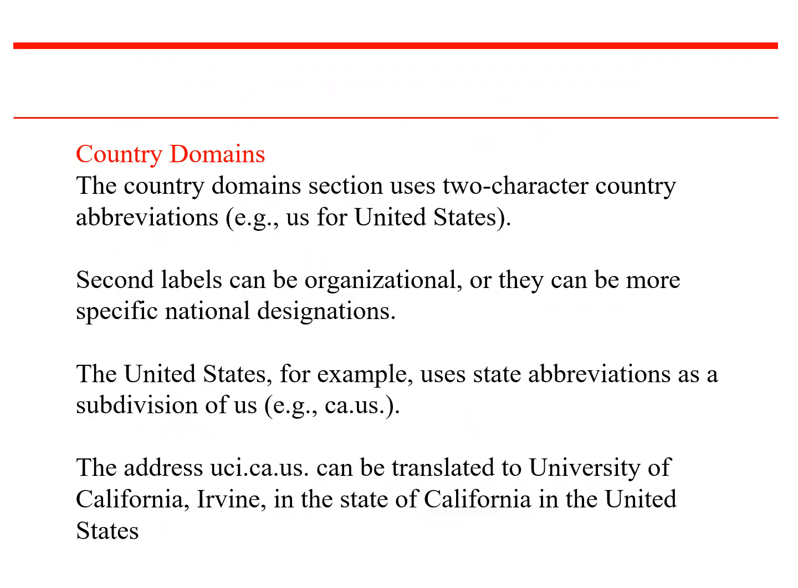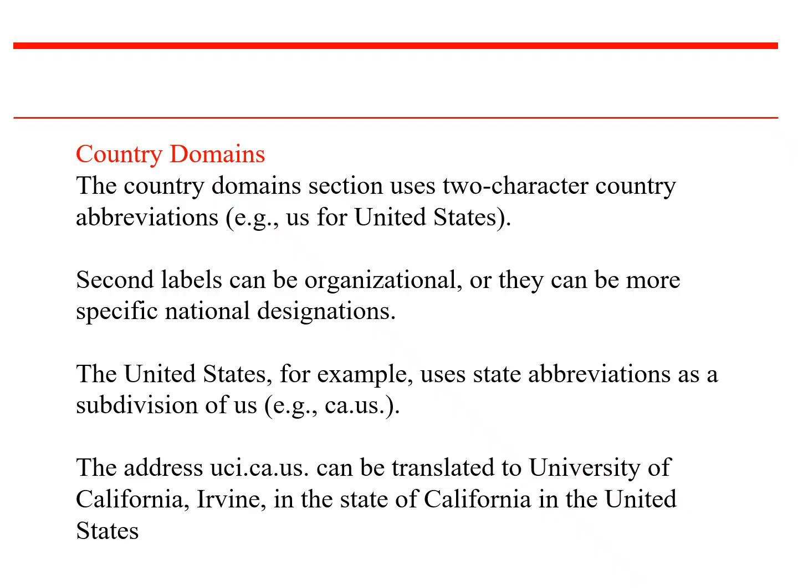Now let us look at the next topic, the country domain. From the term itself, you can understand that you have certain websites specifically for a particular country. The country domain section uses two-character country abbreviations. US stands for United States. .in means India. Second labels can be organizational or they can be more specific national designations.